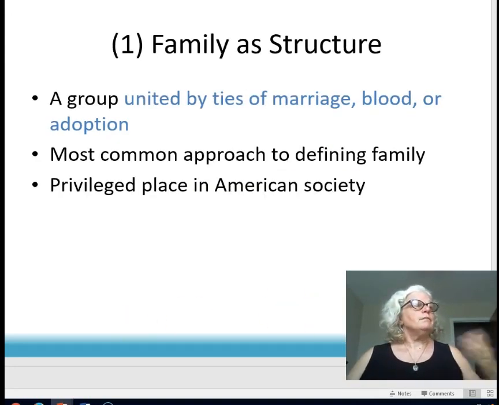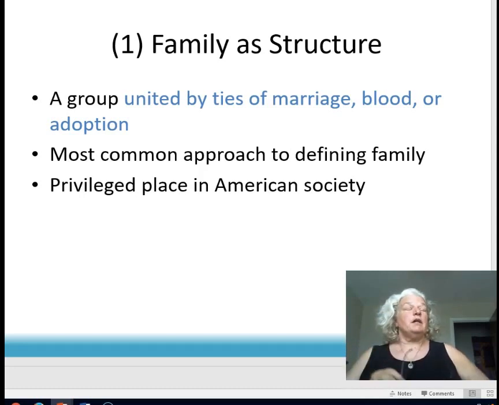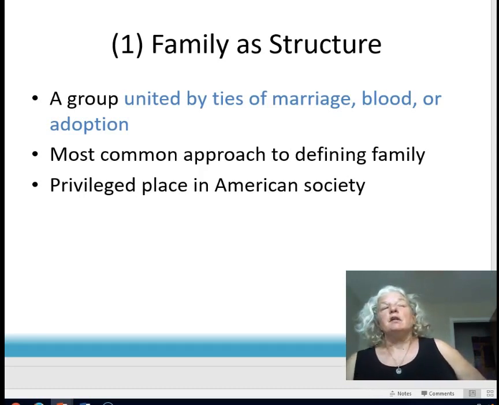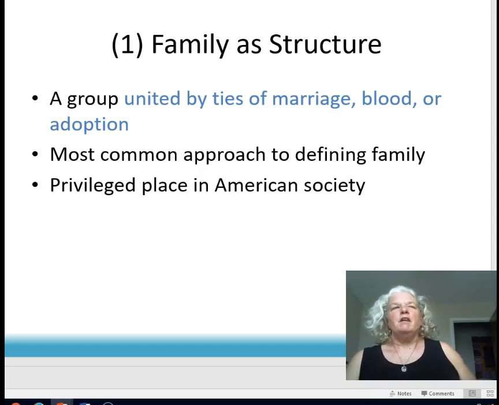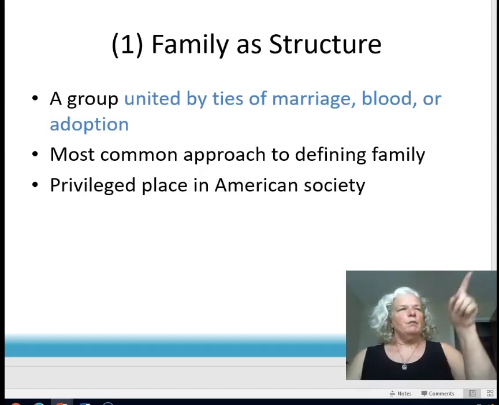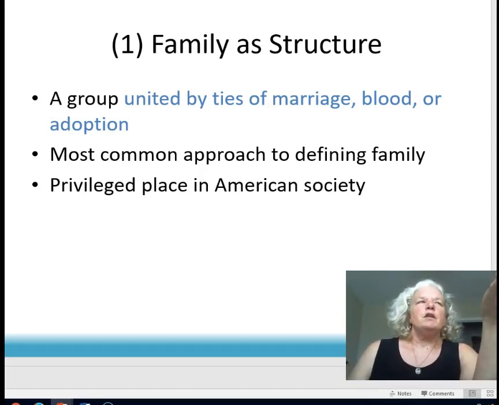So one, family as a structure. Family is a group united by the ties of marriage, blood, and adoption. And so this is what the government looks at when they have us fill out our income taxes. Who's part of our family? Somebody may be living with us and be part of our family, but if I don't have the legal papers in place, then it's not family to them in the same manner.